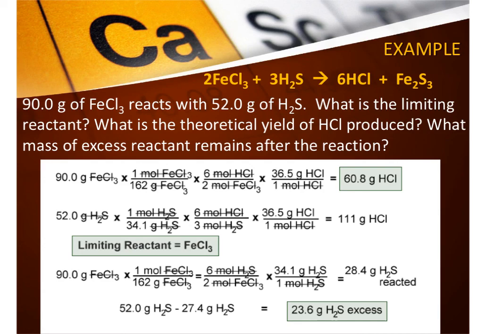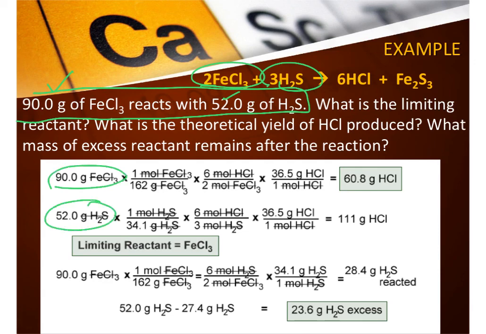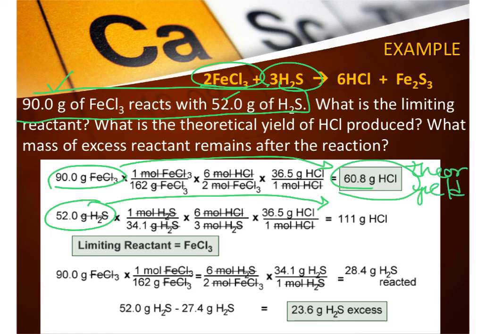So here's a typical limiting reactant problem. You know it's a limiting reactant problem because it gives you quantities of both reactants. So I'm going to figure out how much product each of the given amounts of reactants could theoretically make. The one that makes the least, okay, so this is the theoretical yield, right? The one that makes the least is the limiting reactant. So iron(III) chloride was the limiting reactant, which means hydrogen sulfide was the excess reactant.